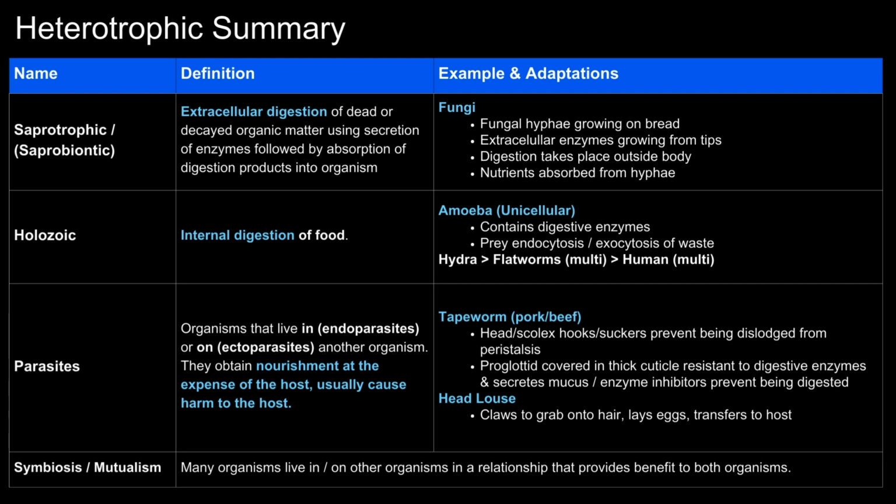And then finally, mutualism. We didn't actually go into this in too much detail, but this is essentially where many organisms live on other organisms in a relationship that provides benefit to both. And the key word is benefit here.